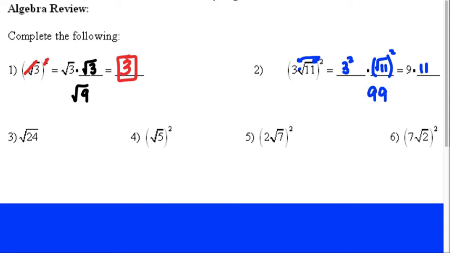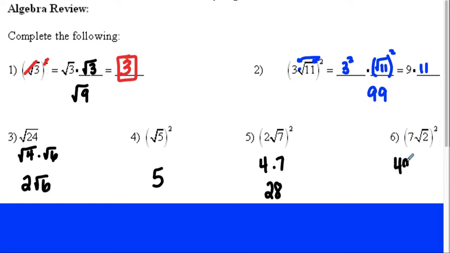All right. So I want you guys to try that. I want you to try 3 through 6. Press pause, try them, and I'll give you the answers. All right, so root 24, you hopefully broke that down into the square root of 4 times the square root of 6, which would be 2 rad 6. Root 5 squared would just be 5. 2 root 7 squared would be 4 times 7, which is 28. And 7 root 2 squared would be 49 times 2, which is 98.